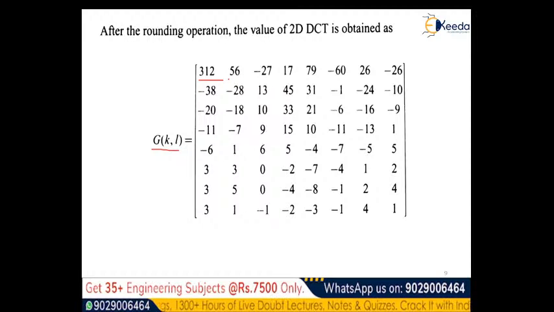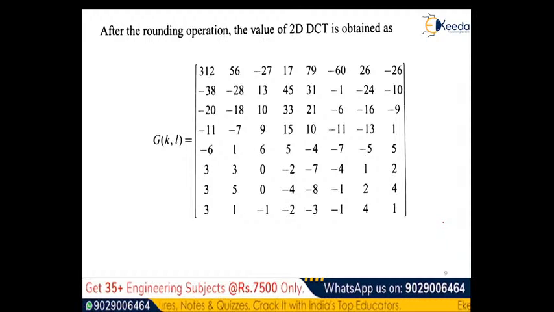So this way in the first row we have the second value 56, then minus 27, 17, 79, minus 60, 26, minus 26 like this. Then in the first column after 312 we have minus 38, minus 20, minus 11, minus 6, 3, 3 and 3, and the rest of the values are also denoted. So we have 8 by 8, a total of 64 values in this matrix, represented as capital G of k comma l here.